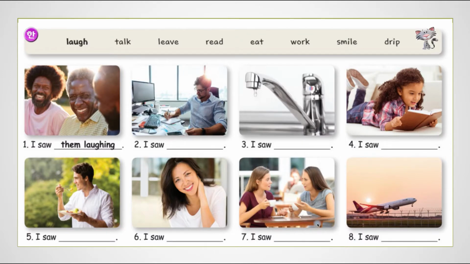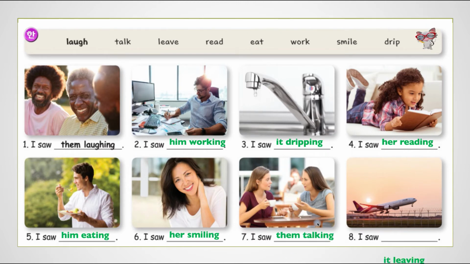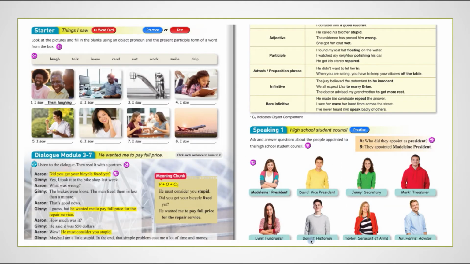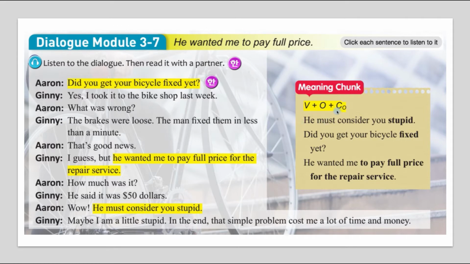So, as we said, each of these, I saw them laughing, I saw him working, I saw it dripping, I saw her reading, I saw him eating, I saw her smiling, I saw them talking, and I saw it leaving. All talking about someone, I, seeing, saw something happening in the past. And that's the object complement. And as we can see, the grammar section has quite a few more object complements to talk about. And we're going to look at some of these verb, object complement structures here in the dialogue.